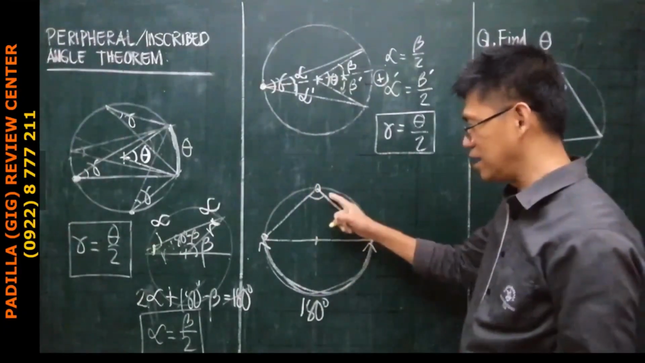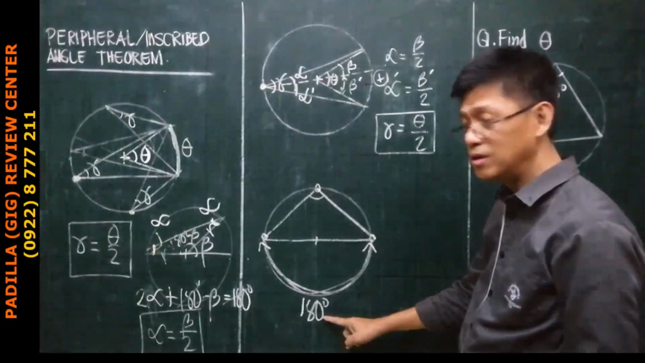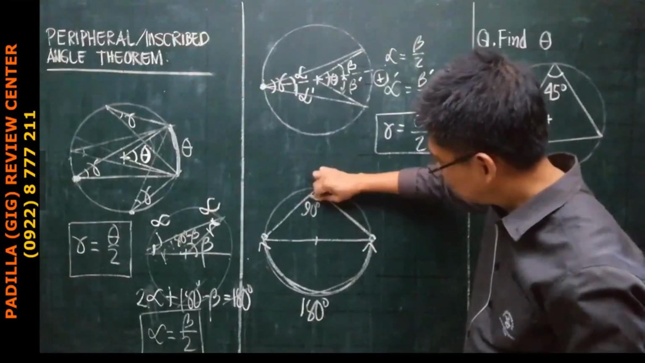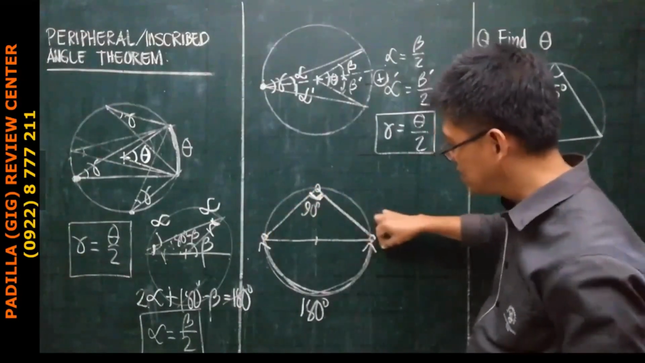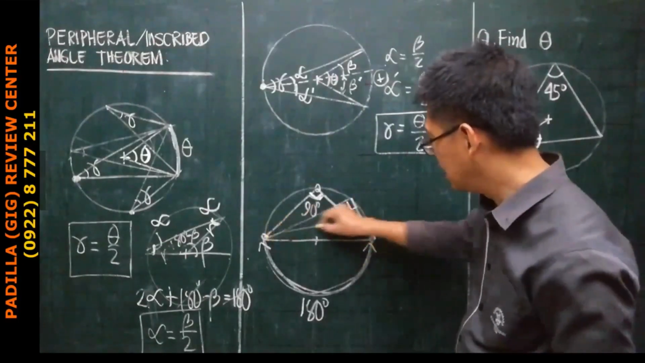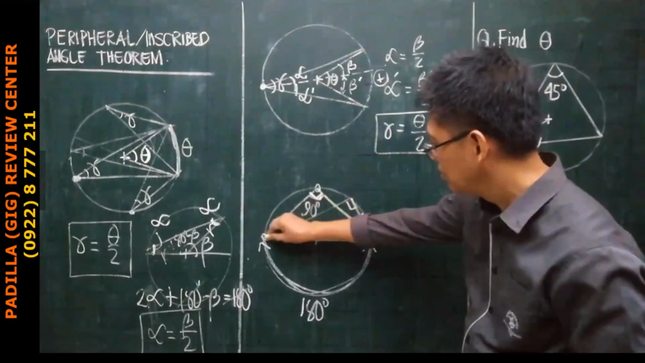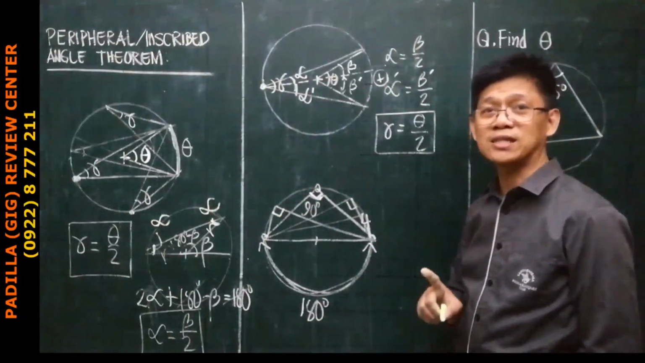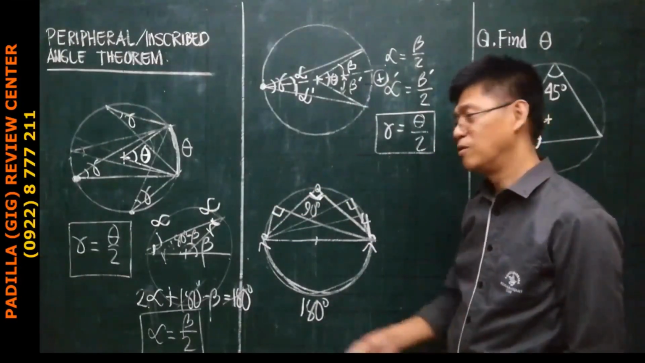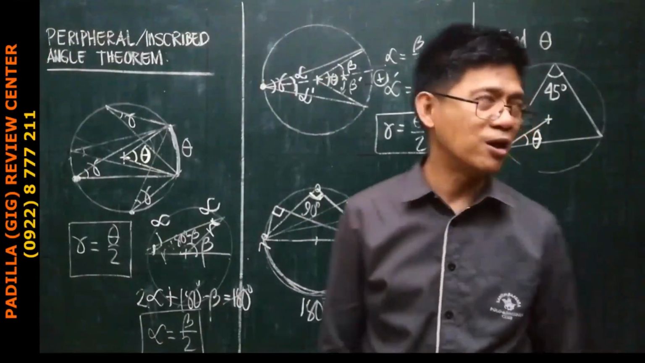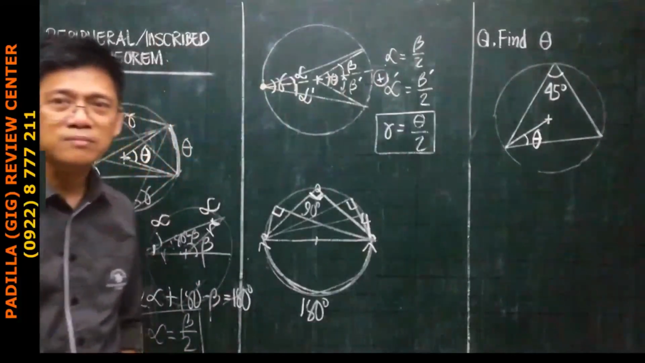This must be 180 over 2, so this must be 90 degrees. So this triangle is a right triangle. This one is a right triangle. This one is a right triangle. This one is a right triangle. Basta inscribed triangle, one side is a diameter. You follow? Okay.